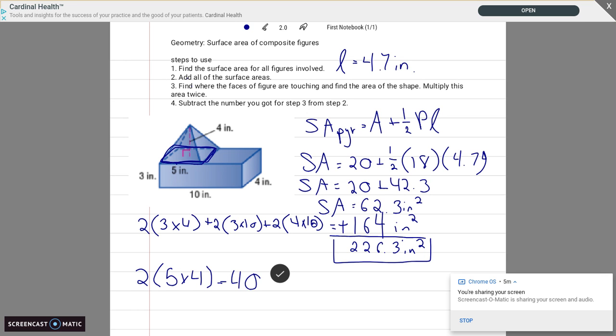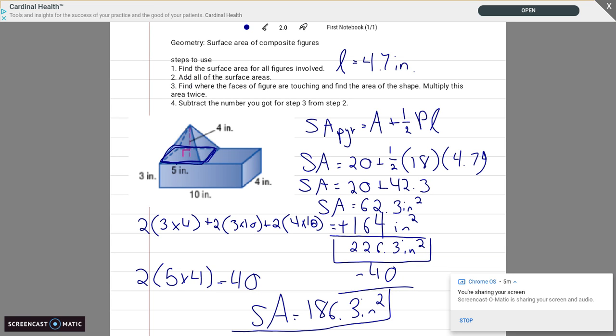Now our last step is to subtract these two numbers. So 226.3 minus 40, and our final surface area of these composite figures is going to be 186.3 inches squared.